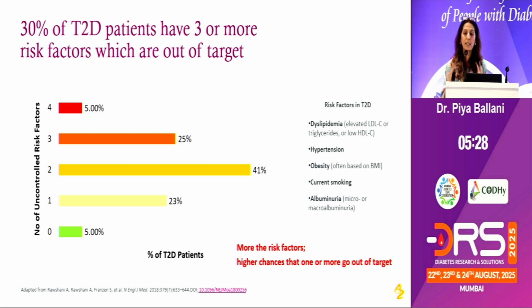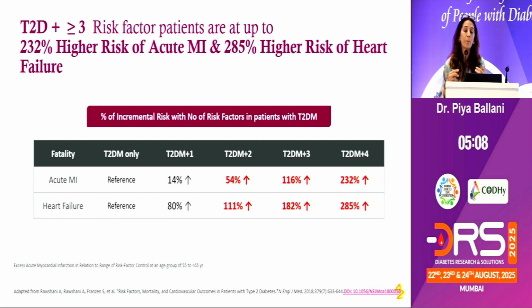That in itself is giving one level of risk, but 30% of our patients with diabetes have 3 or more risk factors which are out of target. So while having them is conveying one level of risk, having them out of control just exponentially increases that risk again. So what is the point of sitting and counting all of these risk factors? What is it that we're trying to interpret? What is it that we're trying to understand?